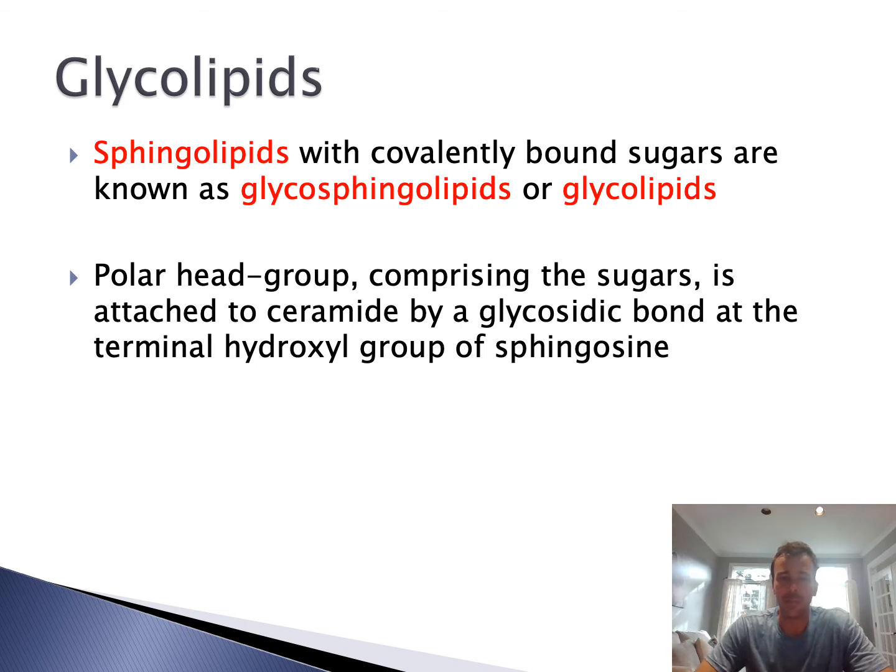Just want to mention glycolipids as well. You'll see the terminology glycolipids sometimes. These are sphingolipids with covalently bound sugars, so they're known as glycolipids or glycosphingolipids. These have a polar head group comprising the sugars, which is attached to a ceramide by a glycosidic bond at the terminal hydroxyl group of sphingosine. I introduced these when I talked about sphingosines a little bit, but there's a subset of these that are called glycolipids.